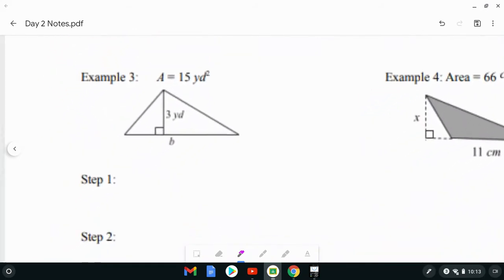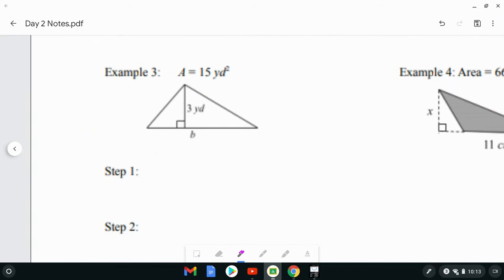So for example 3 here, let's go through the same process. Step 1, label what you know. We know area is 15. We know that the base this time is unknown. So B is going to be unknown. And then this time, we know the height. So the height is going to be 3 because that creates that 90-degree angle with our base.